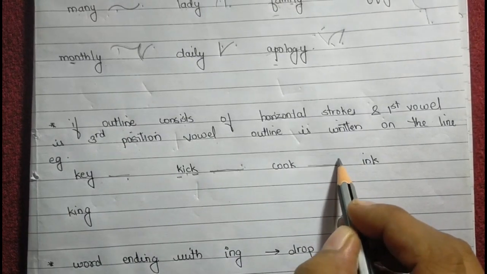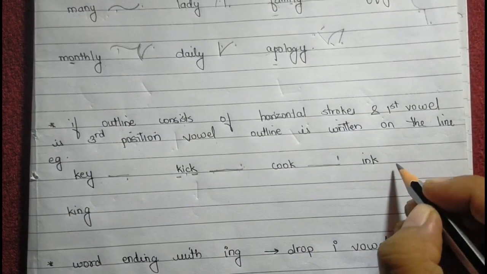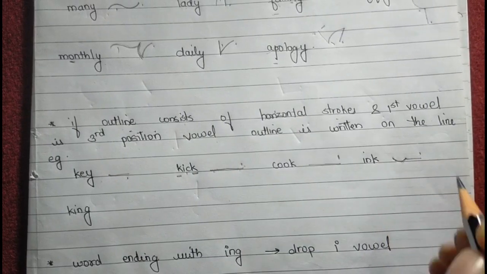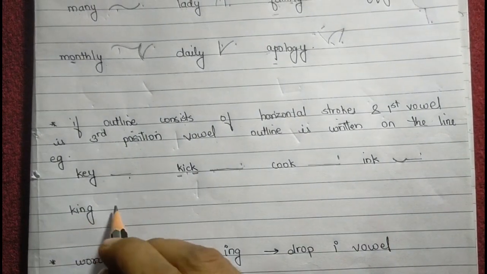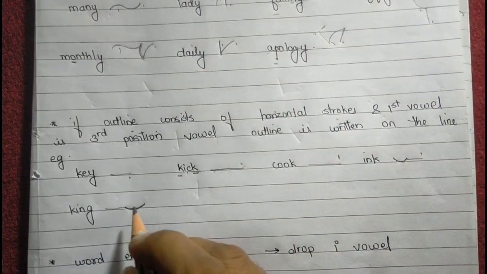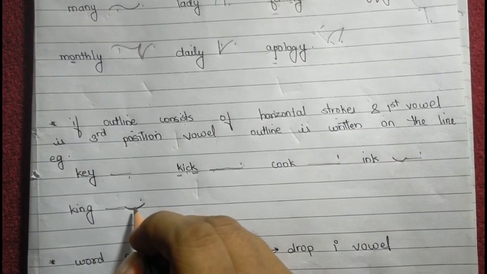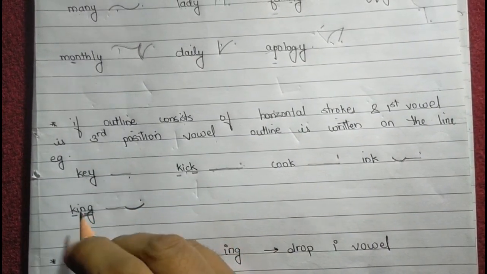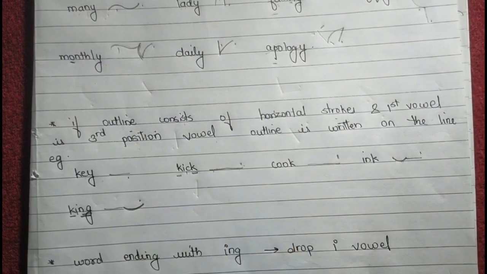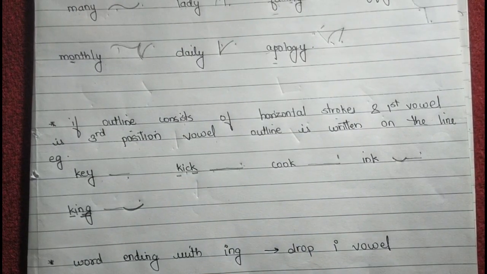Cook, k, ook. Ink. King, k and ing. K and ing consonant, and the e vowel is third place before the second consonant.